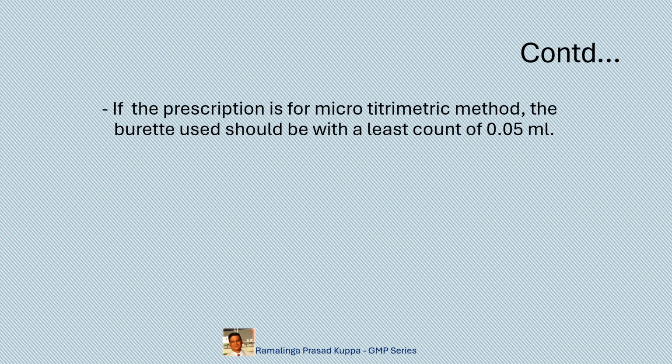If the prescription is for a microtitrimetric method, the burette used should have a least count of 0.05 ml. Certain analytical techniques need more accurate dispensing of volume increments. In such cases, burettes with this least count should be used.